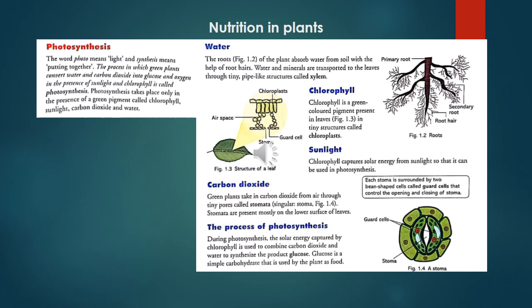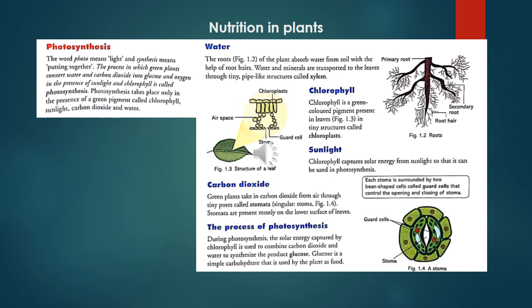So remember, this pipe-like structure is called what? Xylem. So xylem transports water and minerals to the leaves from the root of a plant. And another pipe-like structure is called phloem, which transports food from the leaves to the different parts of the plant body. So about water, we have come to know this is absorbed by the root of the plant.